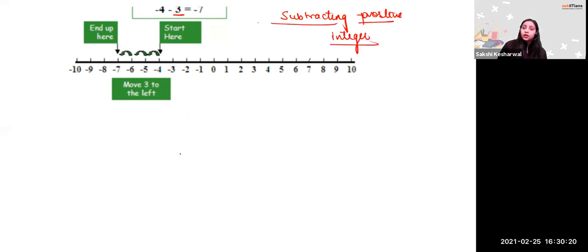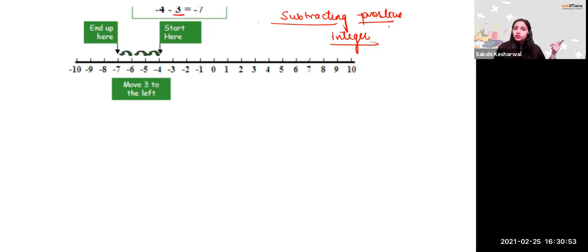This is a topic. What you did in addition is the thing you did in class 6. Please remember, when you add a positive number, you move right. When you add a negative number, you move left. But this happens vice versa, right? When you subtract a positive integer, you move left. Adding a positive integer, you move right, but subtracting a positive integer, you move left.